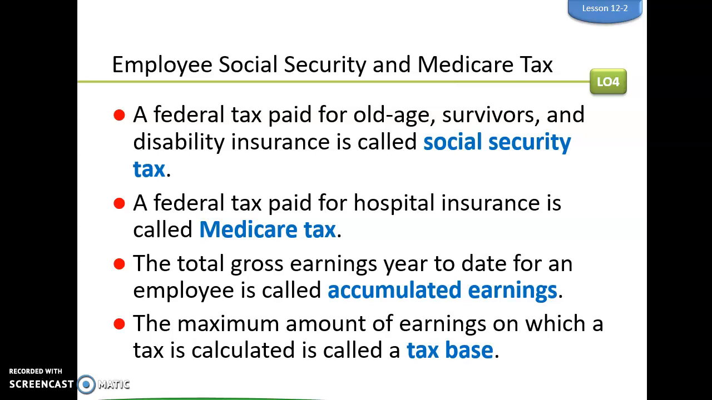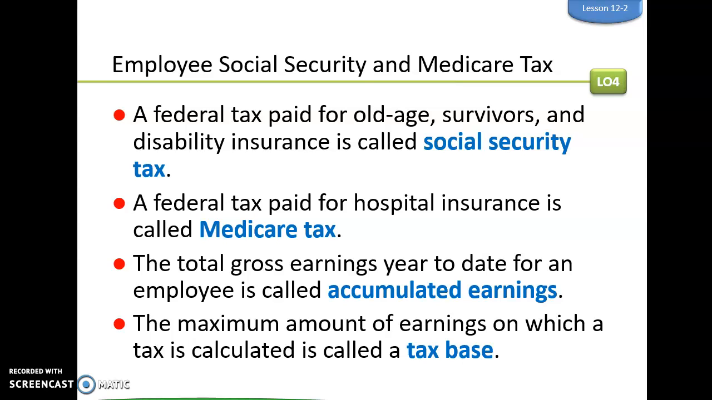So let's talk about employee Social Security and Medicare tax. So the Federal Insurance Contributions Act, it's called FICA. They established a federal program, as you probably know, for old age, survivors, disability, and hospital insurance. So federal tax is paid for old age, survivors, and disability insurance. That's our Social Security tax. The federal tax paid for hospital insurance is called Medicare tax. So each of these taxes is accounted for and reported separately. If you looked at your check stub, you would see both of those listed.